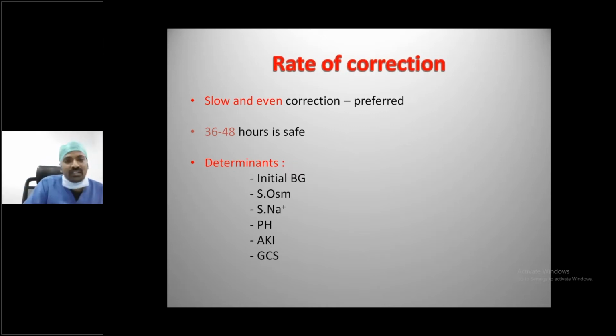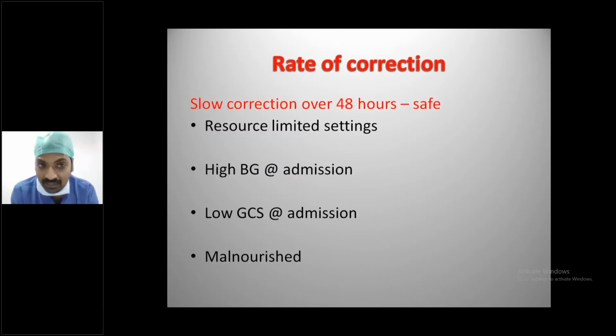The rate of correction is determined by initial blood glucose levels, initial serum osmolality, sodium levels, initial pH, and presence of acute kidney injury and Glasgow Coma Scale. Slow correction over 48 hours is safe in resource limited settings where monitoring facilities are very limited. It is always recommended to correct dehydration over 48 hours. If you see high blood glucose, that is above 500 at the time of admission, slow correction over 48 hours is safe.